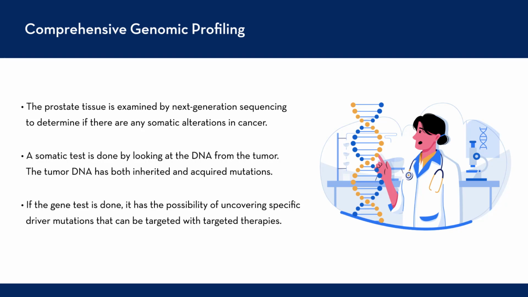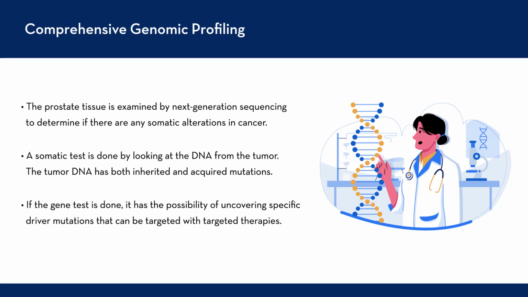Another test that can be useful in prostate cancer is a comprehensive genomic profiling. This is where the prostate tissue is examined, again, by next generation sequencing to look at whether there are any somatic alterations in the cancer. Now, somatic testing is different than germline. Germline is looking at all of the genes that you inherit from your mother and father, and it's done by analyzing either your blood, saliva, or a cheek swab. A somatic test is done looking at the DNA from the tumor.